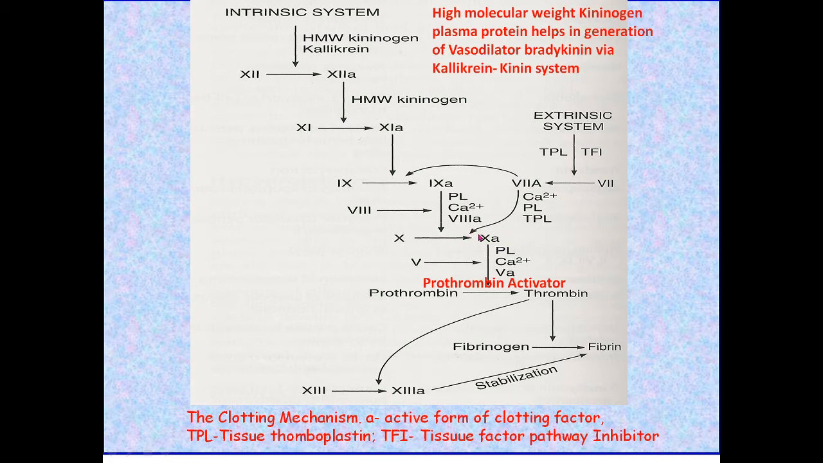Now this active 10A, then phospholipids, then the calcium ions and 5A. These four things, that is activated factor 10A, activated factor 5A, phospholipids and the calcium ion, that is factor 4, all combine together to form a prothrombin activator. These are all the steps of the formation of prothrombin activator by the intrinsic mechanism.